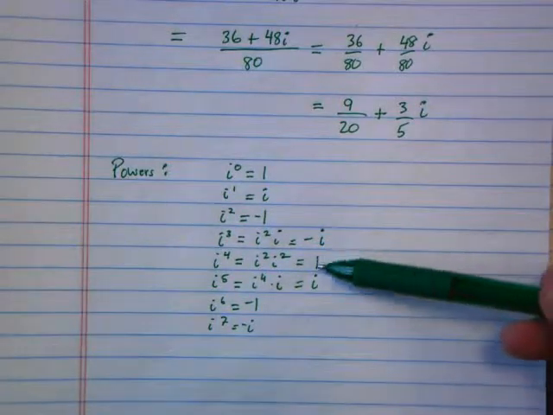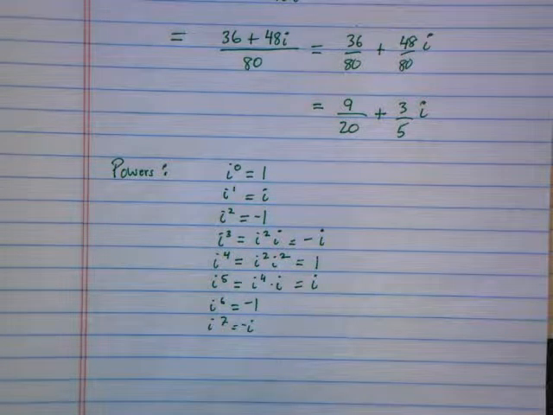i, negative 1, negative i, 1. I could keep going, couldn't I? Is it ever going to change? No, I'm going to get those 4 things.